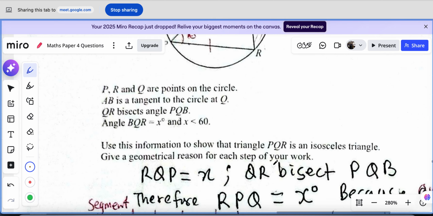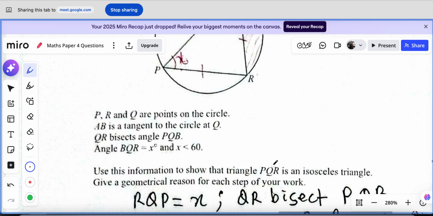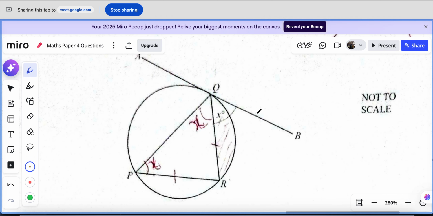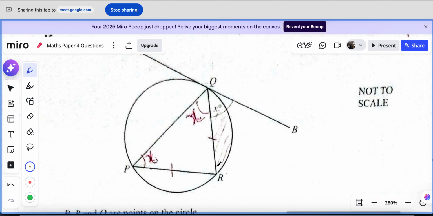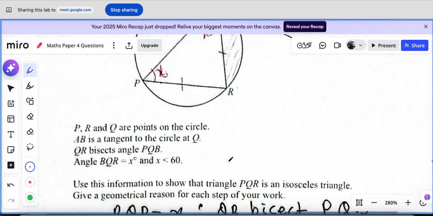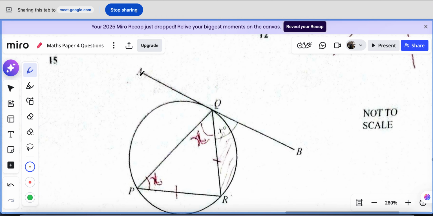So I think this question just wants some geometrical explanation. It doesn't really need you to solve anything beyond the explanation I've just given. Now you say P, R, and Q are points on a circle. Okay? Now, AB is a tangent to the circle at Q. I've already shown that this line AB is a tangent to the circle at point Q.